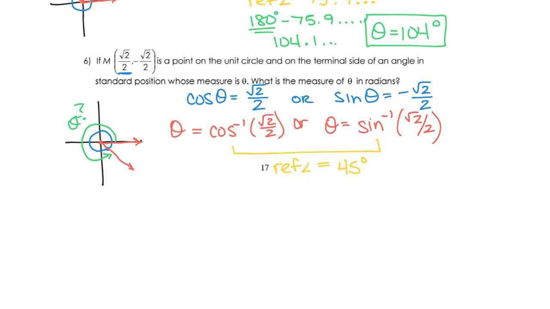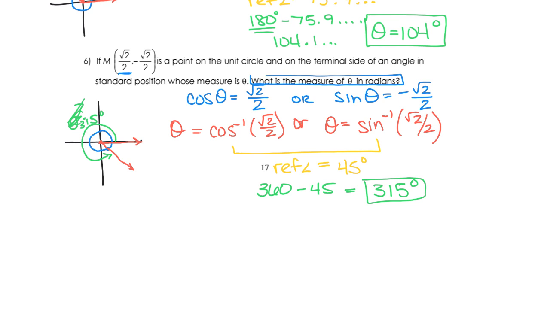We are in quadrant 4. And so the closest part of the x-axis that we're going to go to is 360 degrees, and we're going to subtract 45 from it. So 360 minus 45 is going to give us 315 degrees. And so this angle theta is no longer missing. We know that it's a 315 degree angle. However, they want our answer actually in radians, so we're going to have to convert that. So that's not technically our answer.